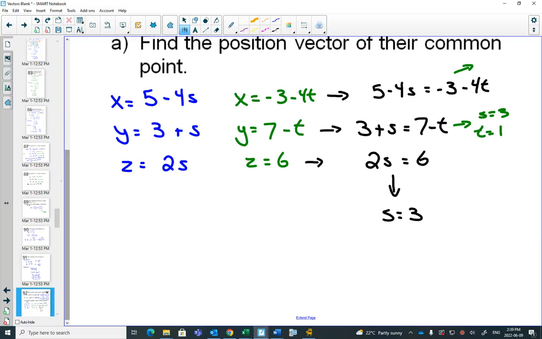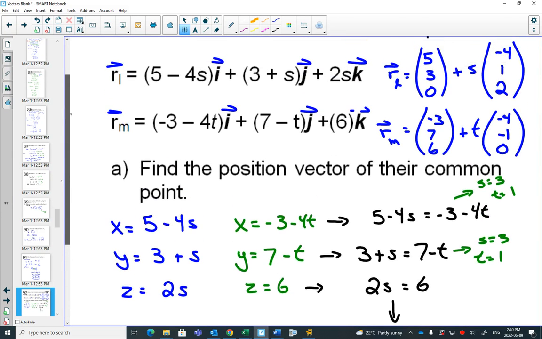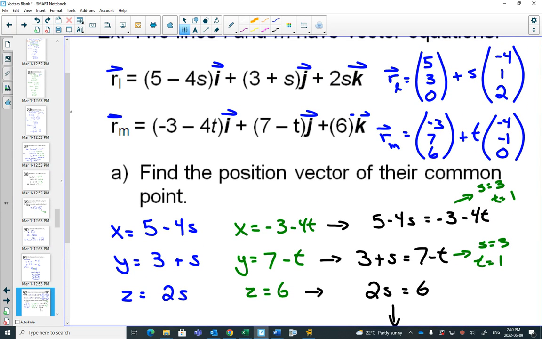But if we check this last one, if you plug in s equals 3, on the left-hand side, I will get negative 7. And sure enough, t equals 1 works. So we can check each equation to make sure that it works. The other thing that we can do is plug t equals 1 into our equation and s equals 3 into our equation.